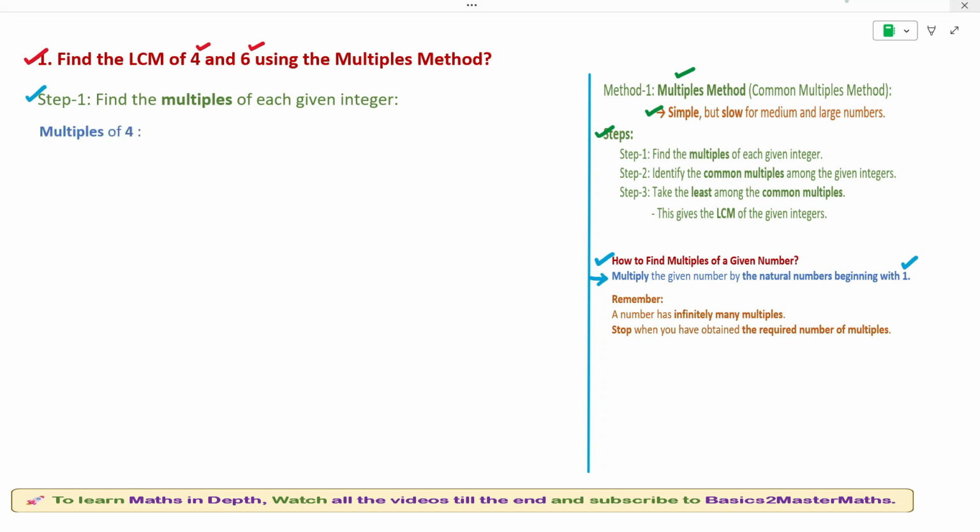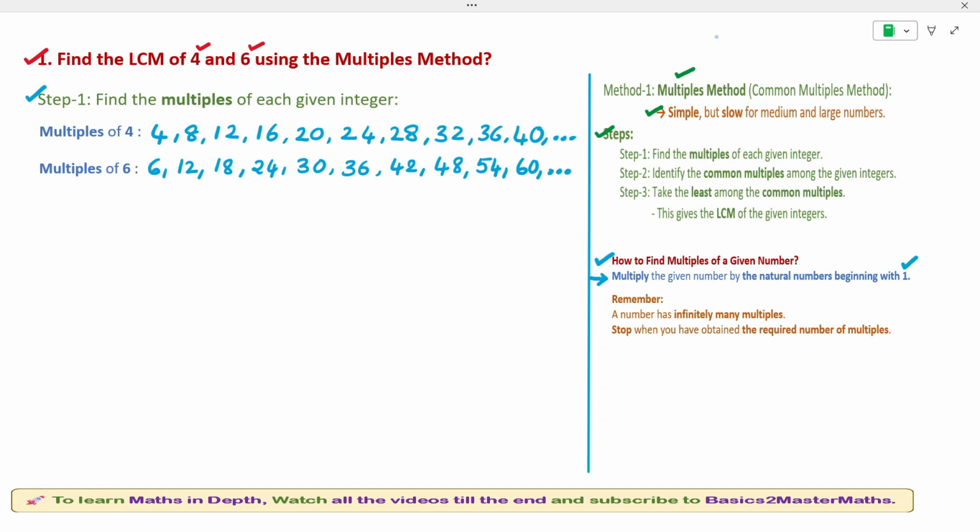So, multiples of 4 are 4, 8, 12, 16, 20, 24, 28, 32, 36, 40, and so on. Similarly, multiples of 6 are 6, 12, 18, 24, 30, 36, 42, 48, 54, 60, and so on.